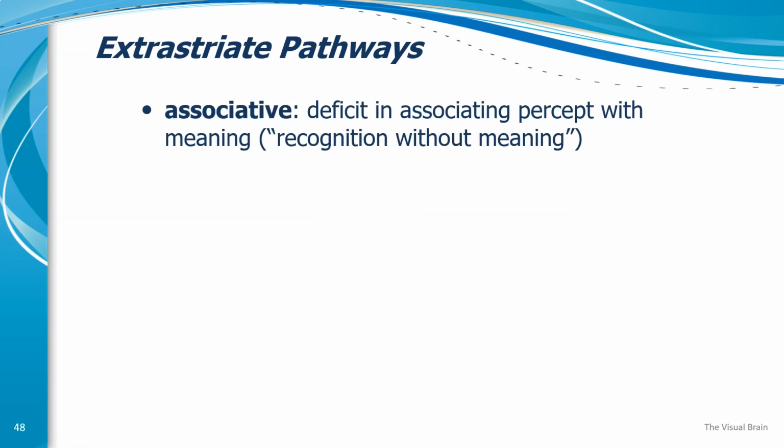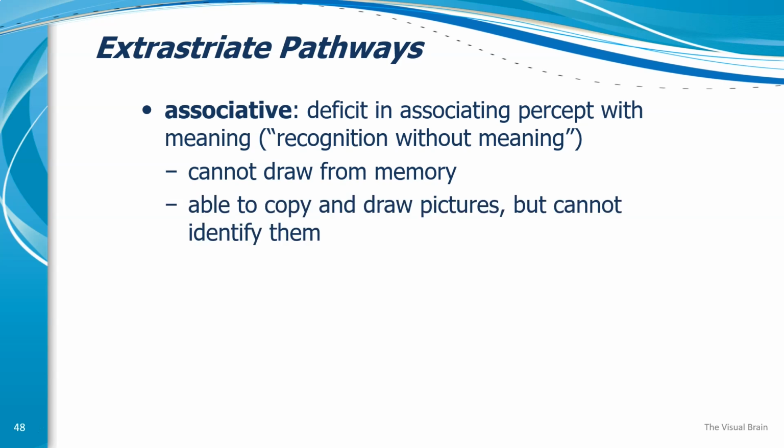And the second category is called associative. And here, no, the letter A is not a prefix. Associative is what you kind of think it means. You look at a stimulus and you know what it is. It has some meaning to you. Associative agnosia has been called recognition without meaning. These people cannot draw common objects from memory. But if you give them that same test of having them copy shapes or simple pictures, they can do it.